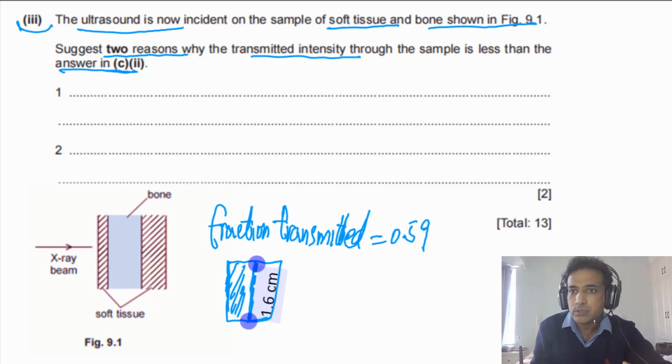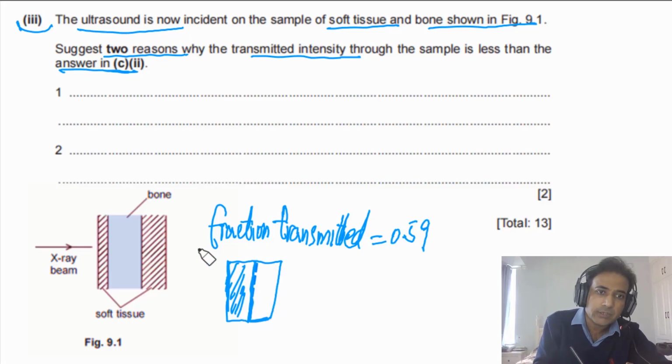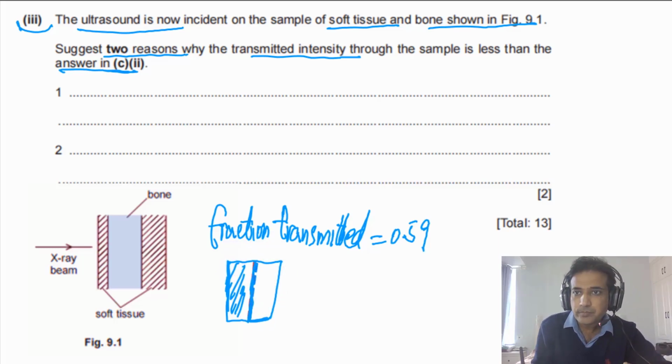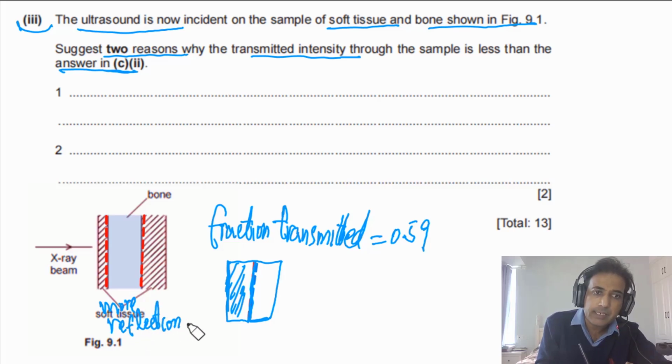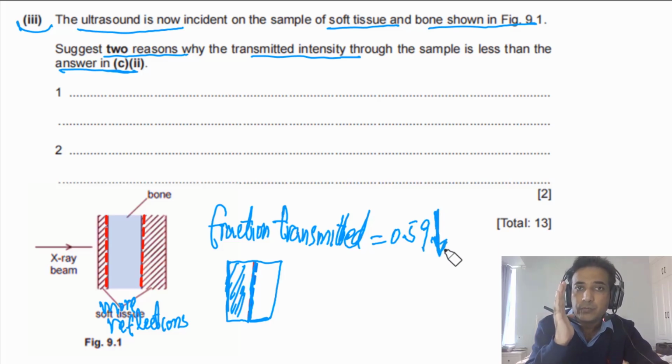So let me change color so you can understand this better. We considered just this one boundary. But if you look at this one, here we have more than one boundary. We have one boundary here and one boundary here, so we have more reflections. If there are more reflections, the transmitted intensity will go down. So this is one reason.